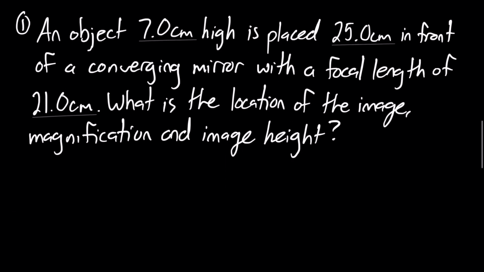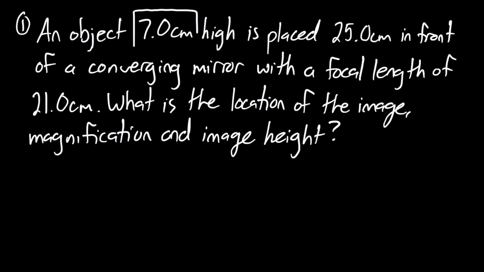Okay, so example number 1, it says an object 7 centimeters high is placed 25 centimeters in front of a converging mirror with a focal length of 21 centimeters. What is the location of the image, magnification, and image height? So we have some values here. I'll just square off really quick. It's 7 centimeters high, and it's 25 centimeters in front of a converging mirror.